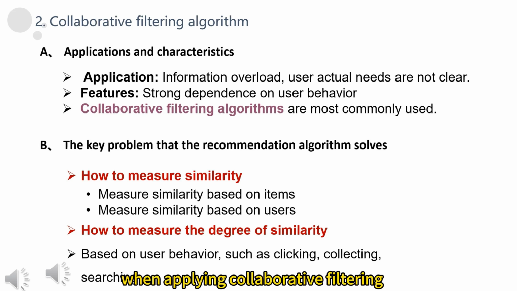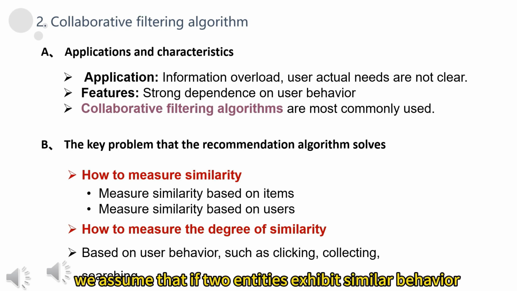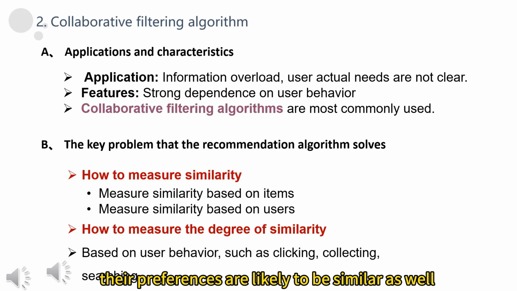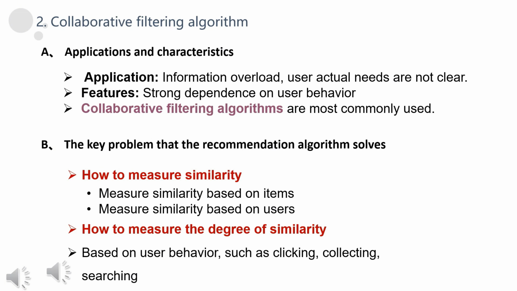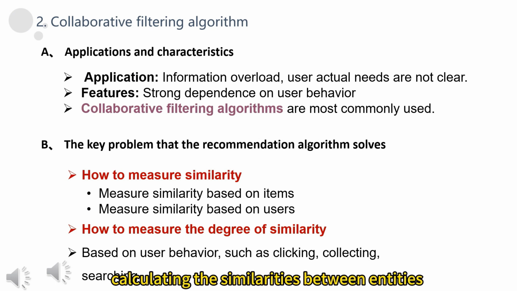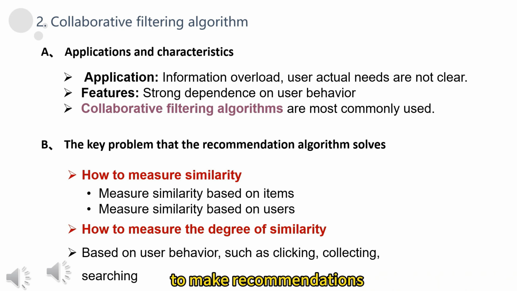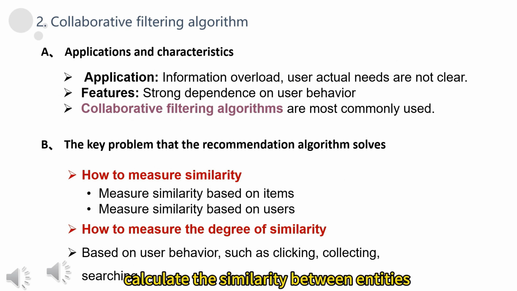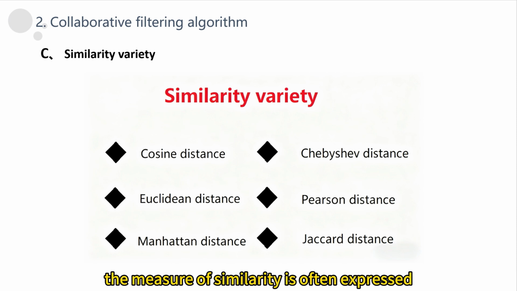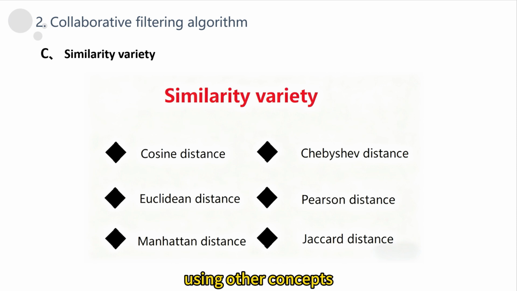When applying collaborative filtering, we assume that if two entities exhibit similar behavior, their preferences are likely to be similar as well. Collaborative filtering is based on calculating the similarities between entities to make recommendations. The next thing we learn is how to calculate the similarity between entities. The measure of similarity is often expressed using another concept called distance.